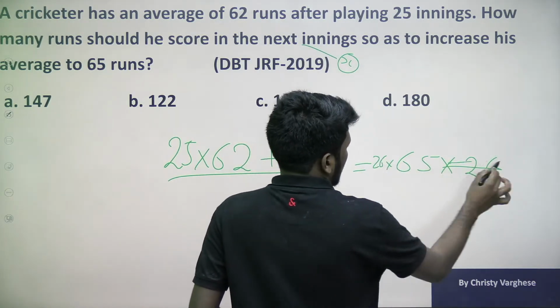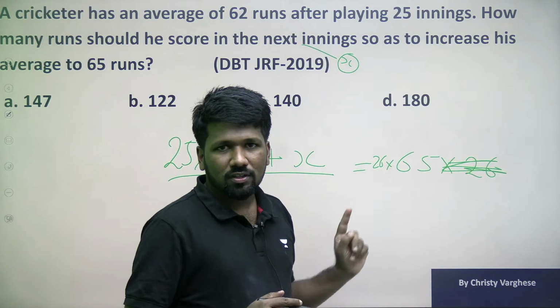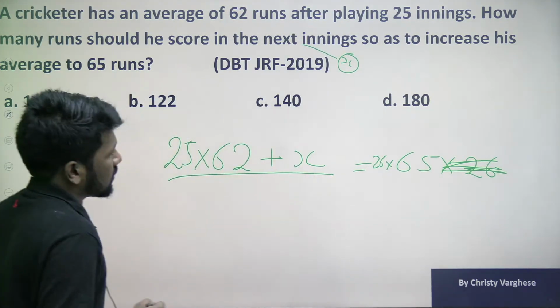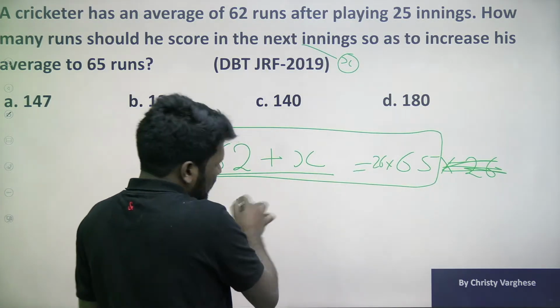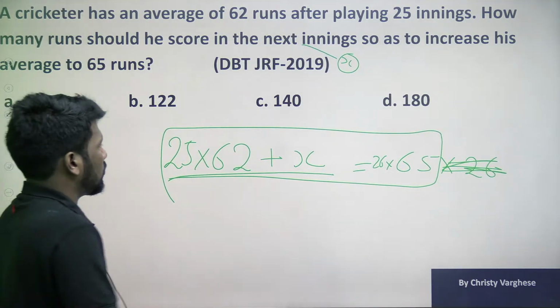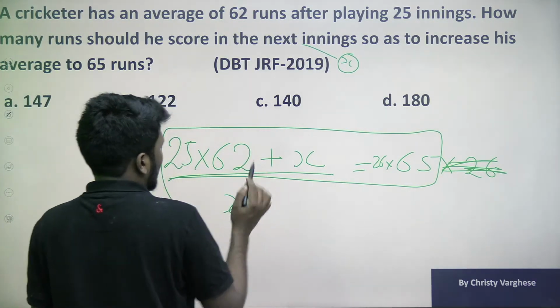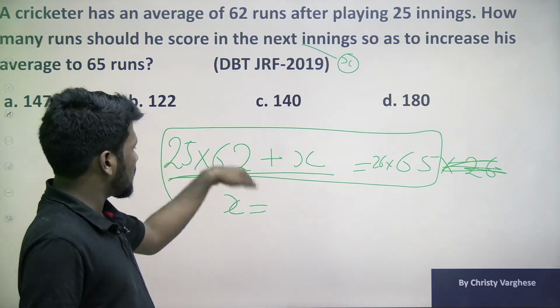To keep the same order, 25 into 62 should become 26 into 65. That is the new average. So this equation if you solve you can get the answer. Or divide by 26 and then cross multiply. That also is fine. This is a direct method of doing it. When you simplify it you will get the answer. I think 140 you will get as the answer. When you multiply that, subtract this.